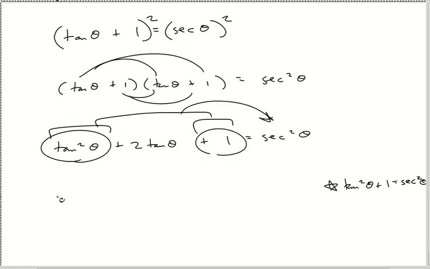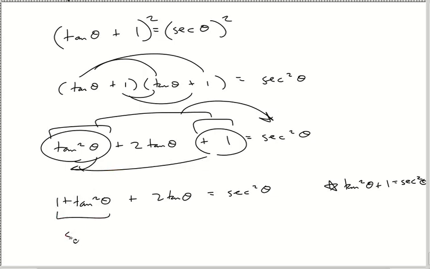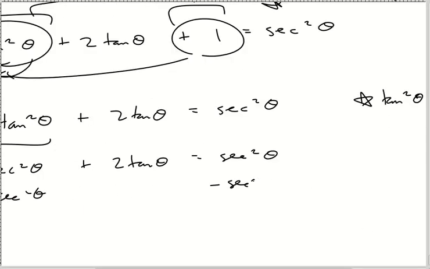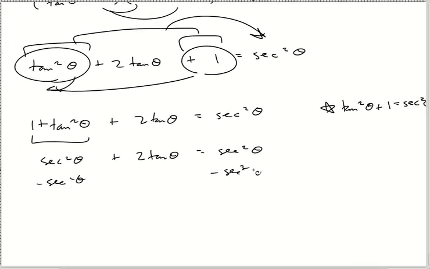I'm going to be very slow about this for just a whole minute here. So I'm just going to put them in a different order. All these guys go together, and I know that this is equal to secant squared. Then I can subtract secant squared on both sides. Sorry, it's just a button on my little stylus. So I got 2 tangent theta is equal to 0.